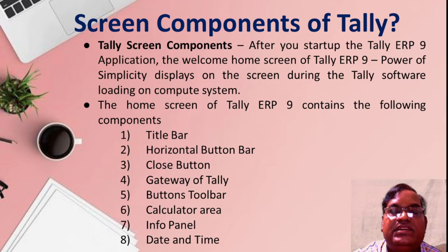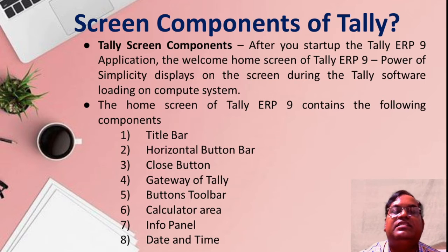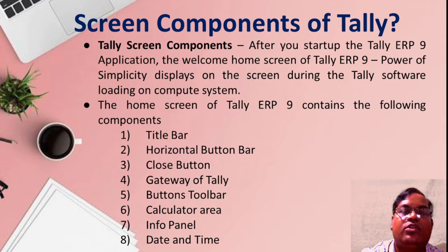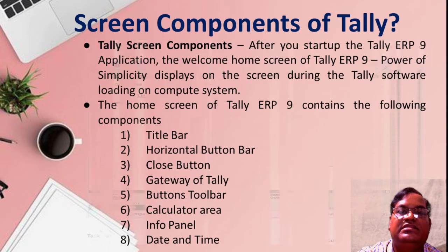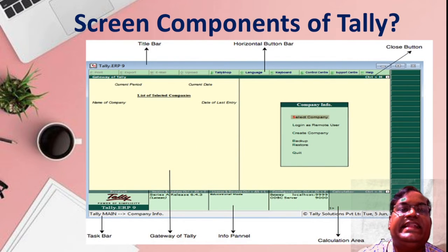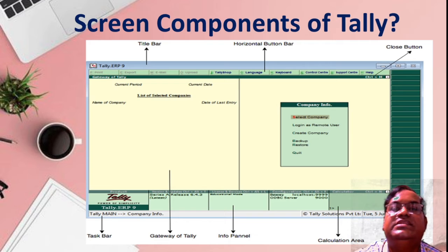When you start your Tally, the Tally screen shows different components with different options. I am going to show you one by one. It shows 8 options on the screen. First, the title bar, where it shows the Tally version and name of the Tally, and then the horizontal button bar. It has some settings on language and keyboards, and if you want to get help from Tally, you can go with the horizontal button bar.